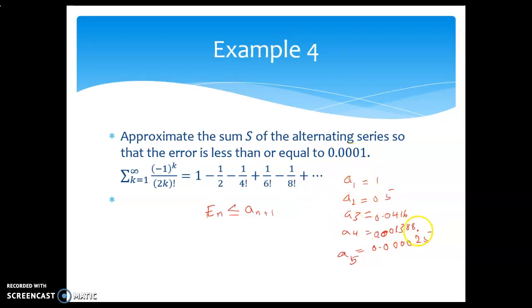So that means I'm going to sum up these 5 terms to give me the sum so that my error is less than this. So I'm going to say A1 minus A2 plus A3 minus A4, and that should give me 0.540. That is the summation of the overall series, given that my error is 0.001.